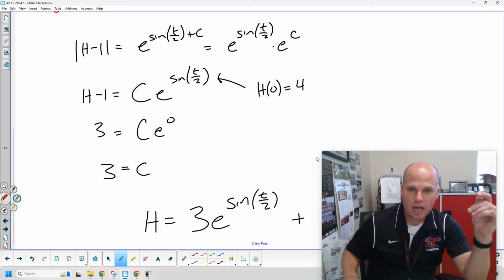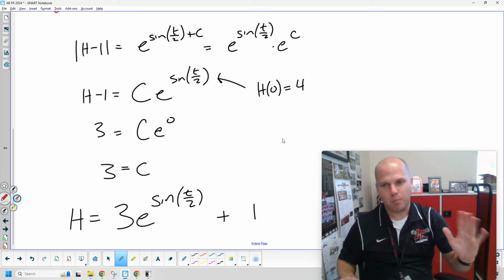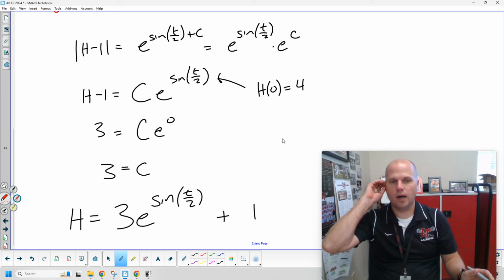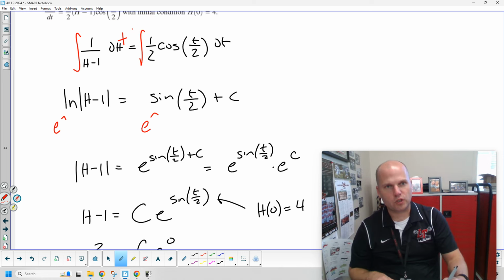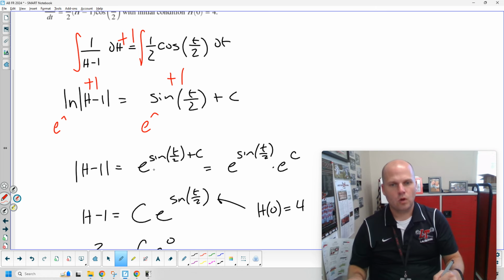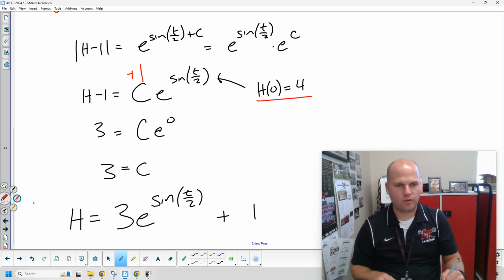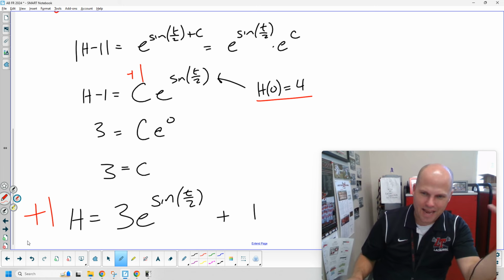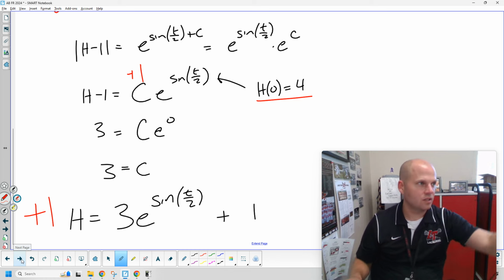C is 3, and we get our final equation, which was worth 5 points out of 9: 3e to the sine t over 2 plus 1. How is it distributed? 1 point for separating your variables, 1 point for each antiderivative, 1 point for c and finding c, and 1 point for your final equation. I hope we did well on that. And if the h's and the t's messed you up, you should have changed them to y's and x's.